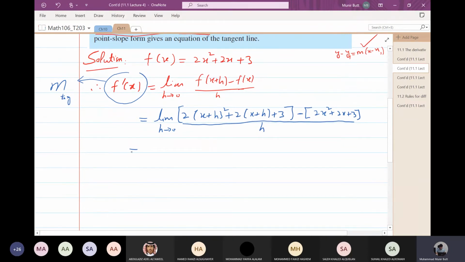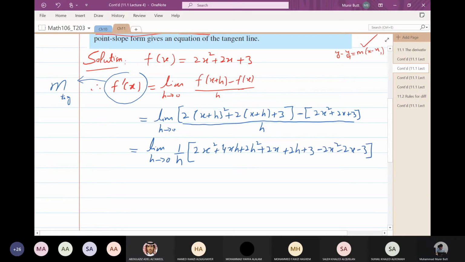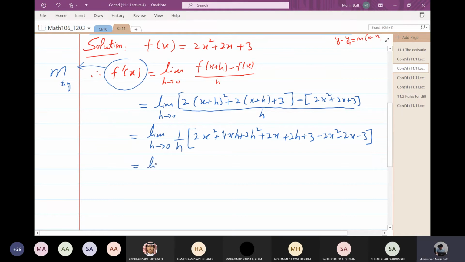And now we need to simplify. Limit h approaches to 0. For the sake of simplicity, you can write 1 over h like this, and then you just open the square and multiply by 2. So it will be 2x square plus 4xh plus 2h square, then plus 2x plus 2h plus 3, and then minus 2x square minus 2x minus 3. Agree?